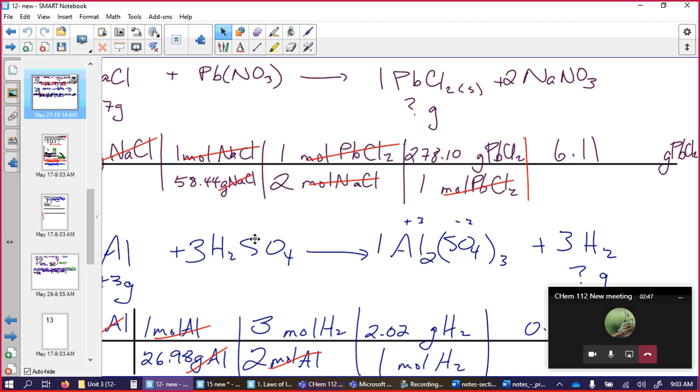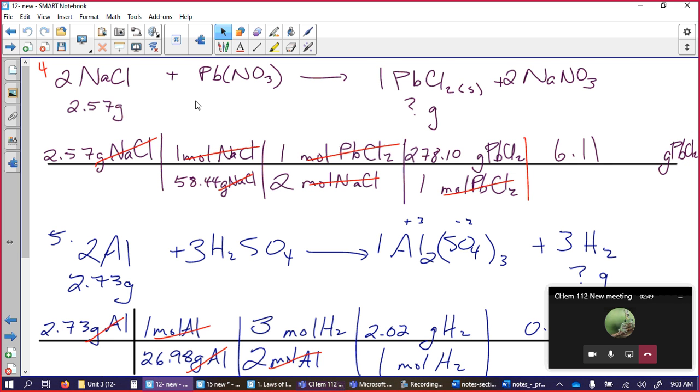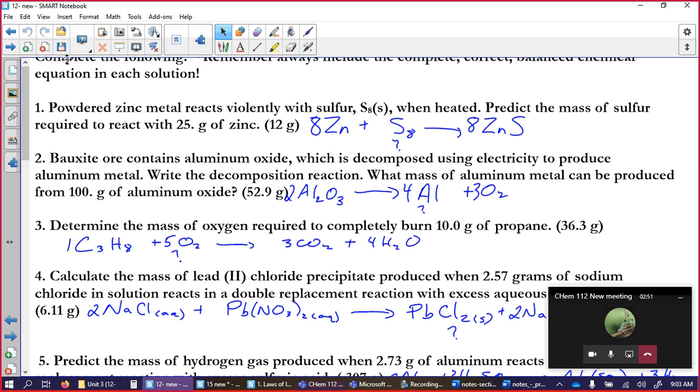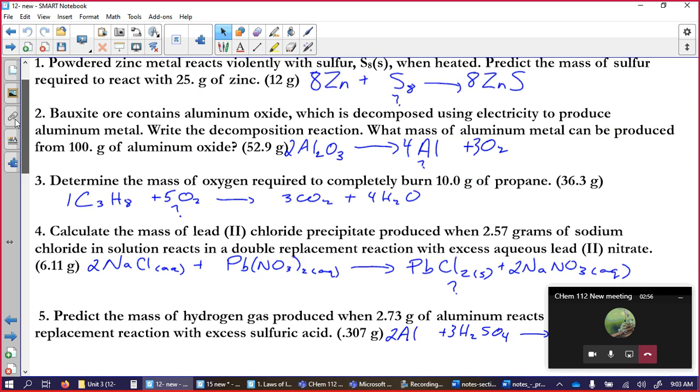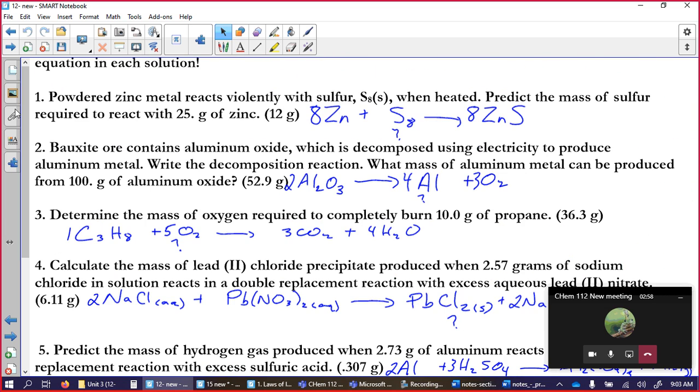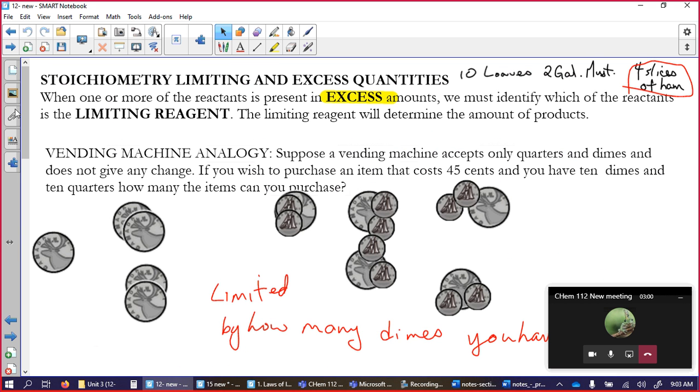Where am I? I think I put those up. If you have a question about any of those, I can go over one or two of those shortly, even though there's 4 and 5.